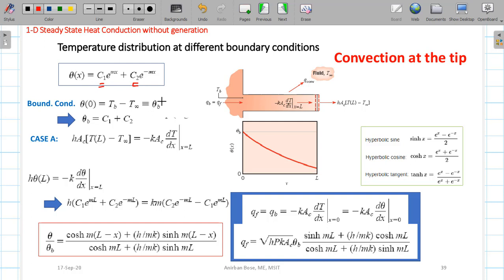Now you see that the temperature distribution at different boundary conditions will definitely be different. Depending upon the boundary condition, C1 and C2 will be different, and you will get a different solution.